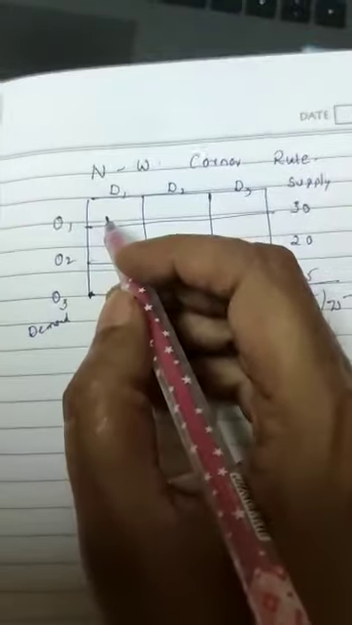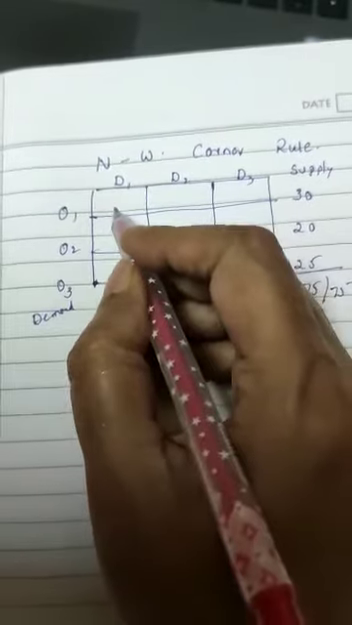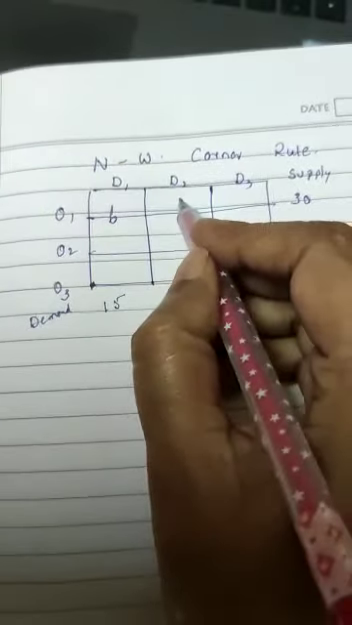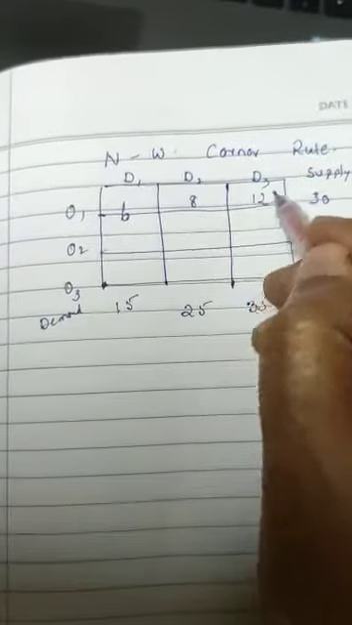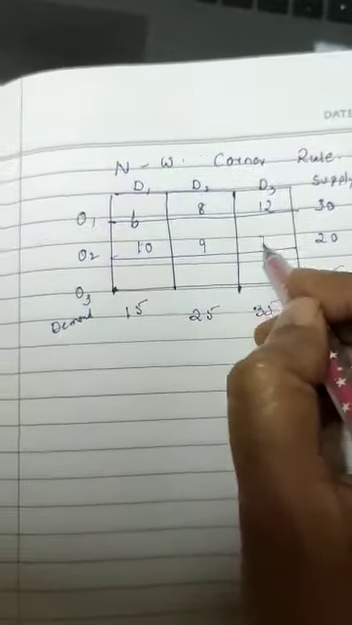And the cost from origin to destination, whether it is time or money, whatever it may be, is 6, 8 and 12 in the first row, then 10, 9 and 7, and then 3, 8 and 12.